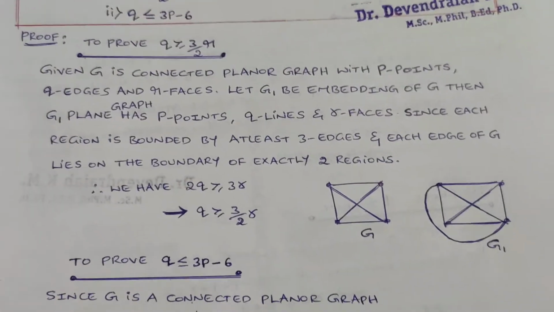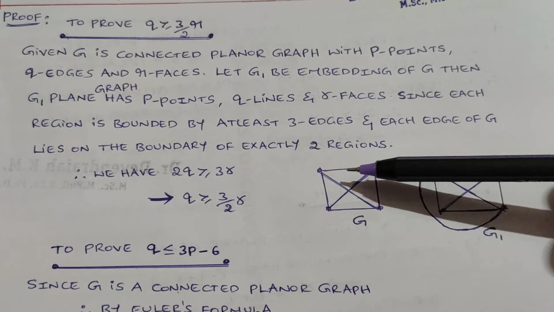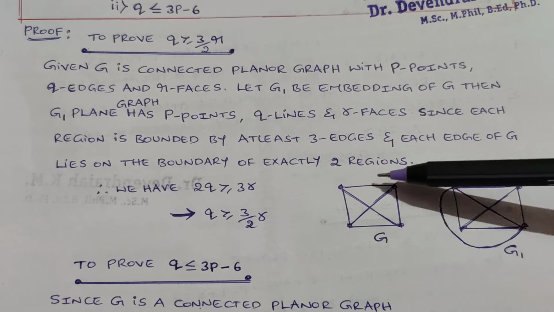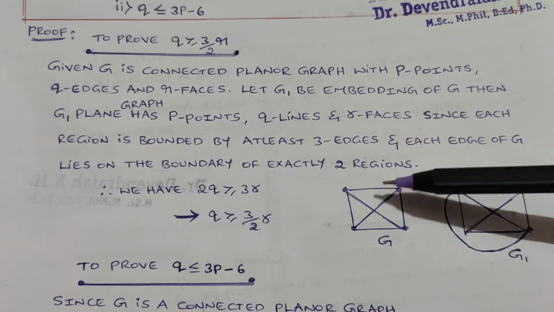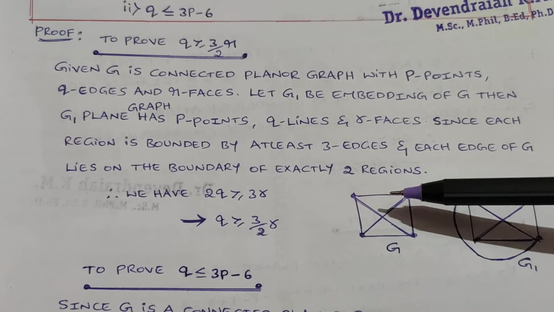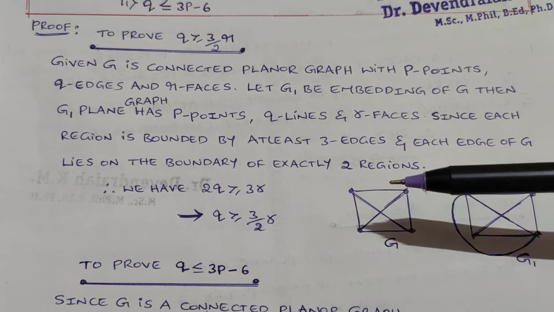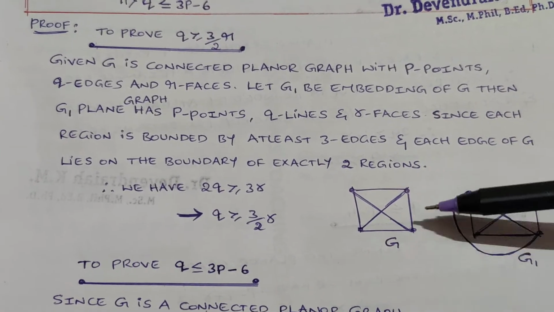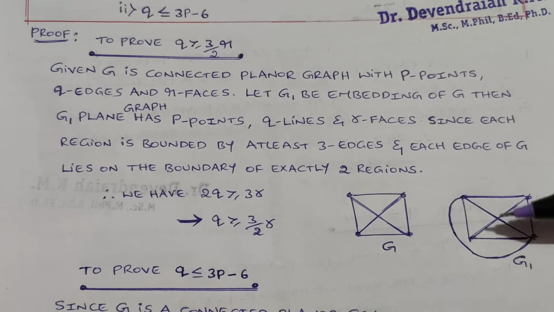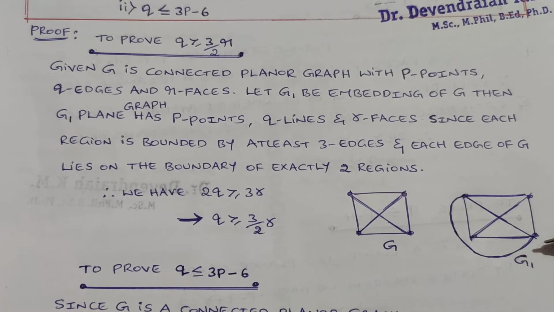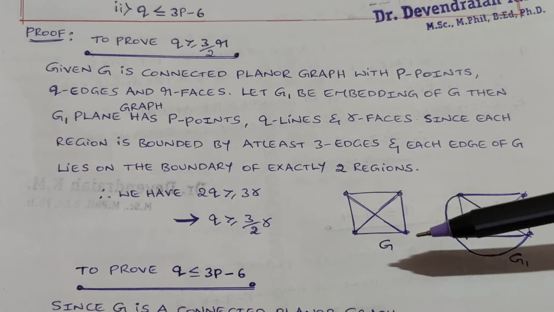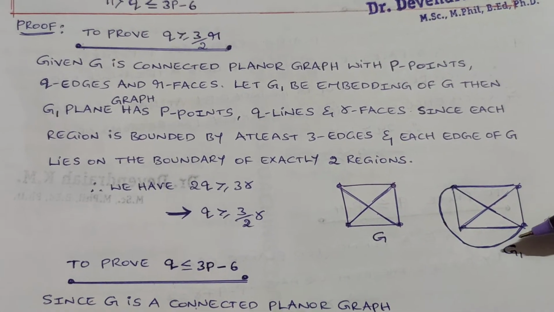For that we consider a graph like this. It is a connected planar graph with P points, Q edges and R faces. So we assume that G is a connected planar graph with P points, Q edges and R faces. This is an example. G1 is nothing but an embedding of G. What is the meaning of embedding of G? It means observe the graph G and graph G1.